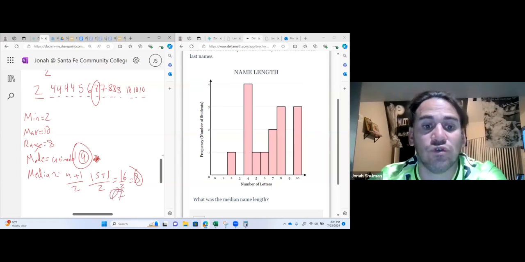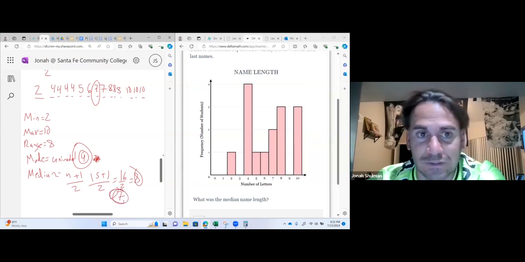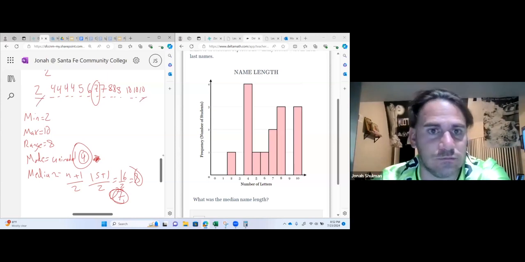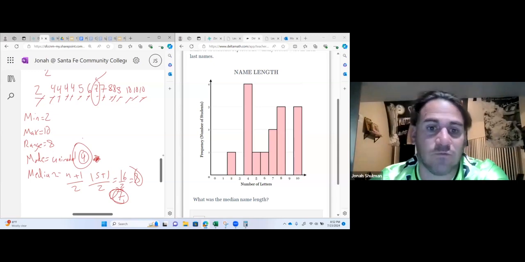Now, if we have 2 numbers, like it's between 6 and 7, it's 6.5. You take the average. What's the super long way? You do this. Small, big, small, big, small, big, small, big, small, big, small, big, small, big, and we're left with the middle. I like the formula.